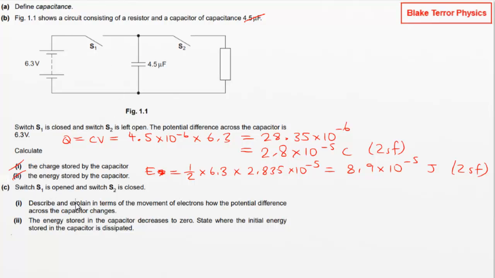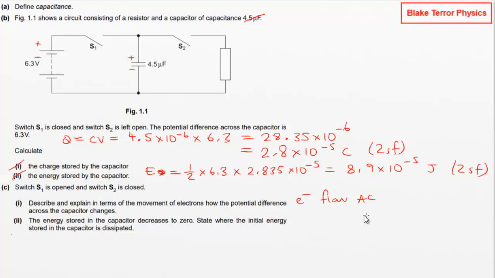Now you open up switch 1, close switch 2, so we're going to discharge. Describe and explain in terms of the movement of electrons how the potential difference across the capacitor changes. It's useful to say which direction things are going in. On the initial setup, this is positive, that's negative. So we're going to end up getting positive there, negative there. So the electrons flow anti-clockwise.